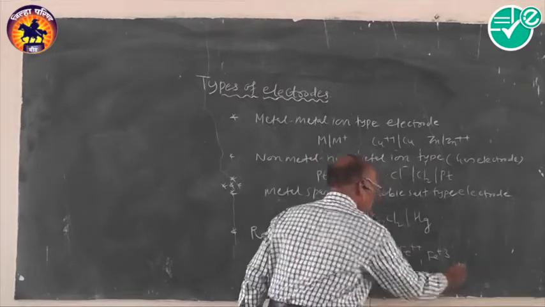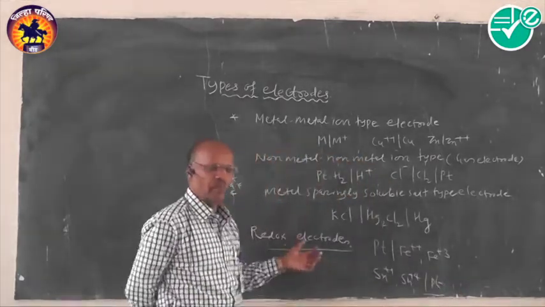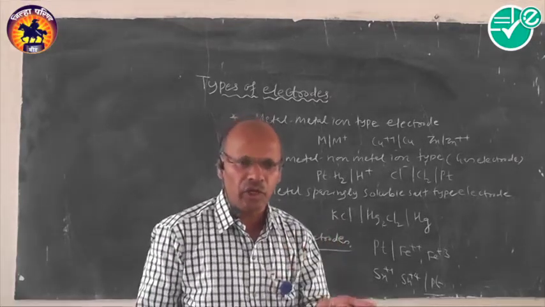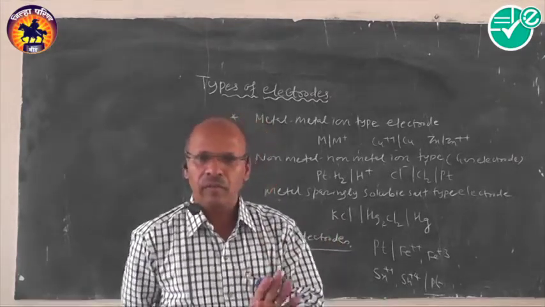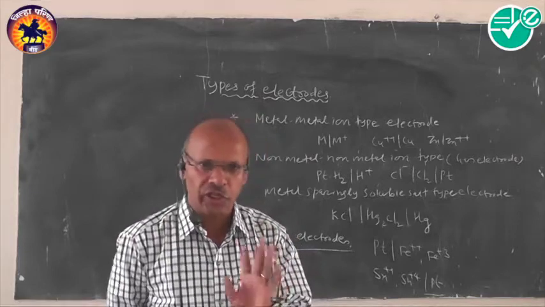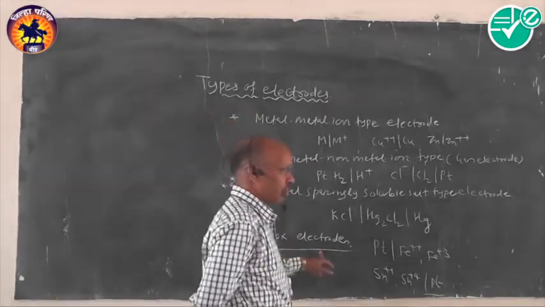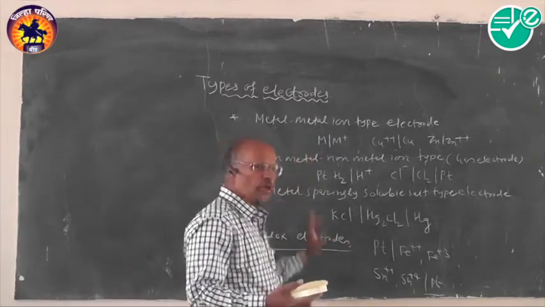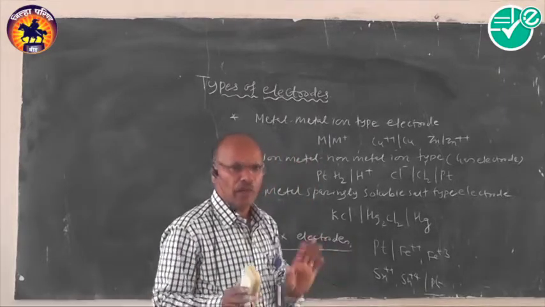Remember, we have to represent the electrode in this fashion. It is the kind of electrode in which platinum is in contact with the same ion but in different oxidation states, and we generally call it a redox electrode. With this, we have to remember what the types of electrodes are, depending upon their composition.